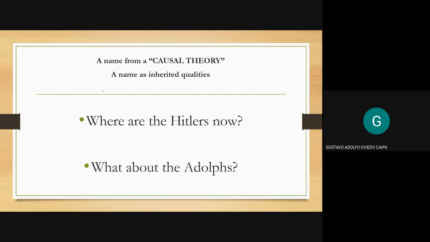And if you receive the name Hitler or the nickname Hitler, that means that you're receiving the qualities of that name. That's why, I suppose that a lot of people changed their names after World War II and all of the horrible things happened. And the other question, what about the Adolfs?